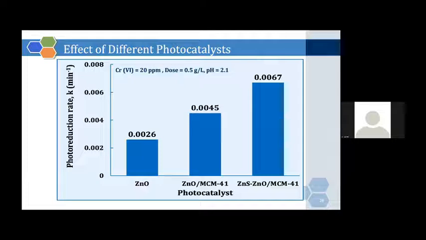The rate of photocatalytic activity of zinc oxide supported on MCM is enhanced over zinc oxide only, and the rate is enhanced up to 0.0067 for zinc sulfide zinc oxide MCM. This enhanced behavior can be regarded as the reduced rate of electron hole pair recombination.